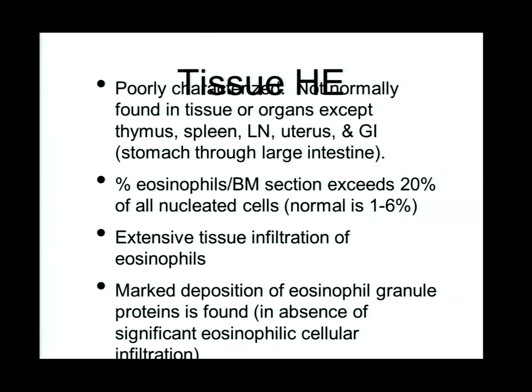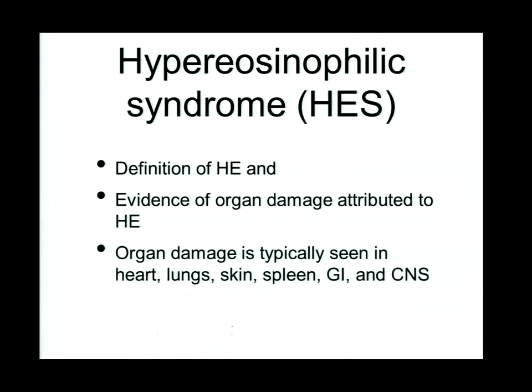So, with bone marrow tissue eosinophilia, if you see the percent of eosinophils per bone marrow section exceeding 20%, that is considered elevated eosinophils in the bone marrow. Normal is between 1 and 6%. And then, in the pathologist's opinion, there's extensive tissue infiltration by eosinophils. That's tissue eosinophilia. And then you can also see marked deposition of eosinophilic proteins without actually seeing the eosinophils themselves. And that can still fit into the definition of tissue hypereosinophilia.